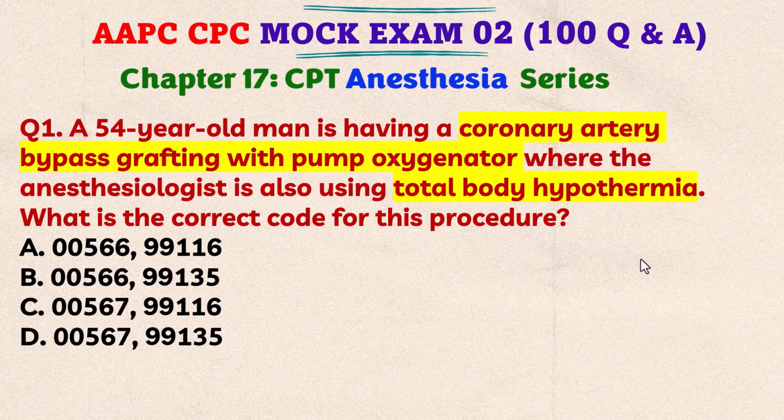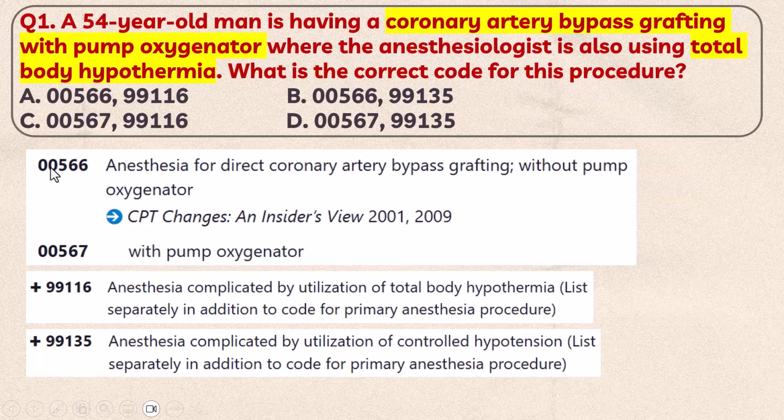So you can use 2 methods. One is the CPT alphabetic method in the real working scenario, but for the exam you can use the elimination method. Once you look at the answers, all answers are adjacent codes. There are 2 sets of adjacent codes, so you can use the elimination method to find the answer. So code 00566 is anesthesia for direct coronary artery bypass grafting without pump oxygenator. In our case, with pump oxygenator. So the next code 00567 is with pump oxygenator. So answer C and D are possible.